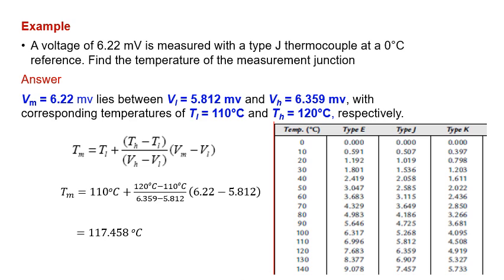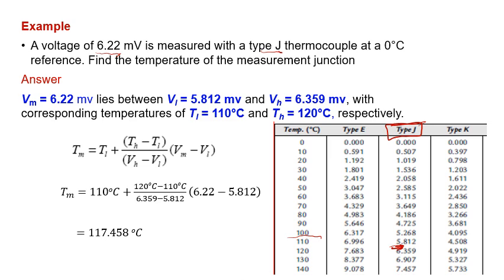How about this example? Let's follow it. Read it. The voltage is 6.6 millivolt. Measured type is J type. So we are having J type, remember J type, and the voltage is 6.22 millivolt. In J type, 6.22 millivolt is going to be somewhere here.